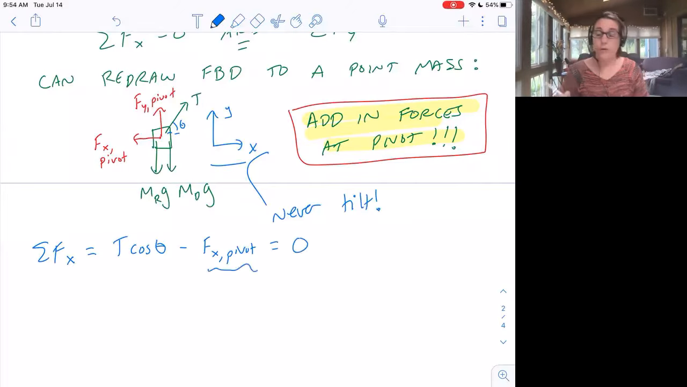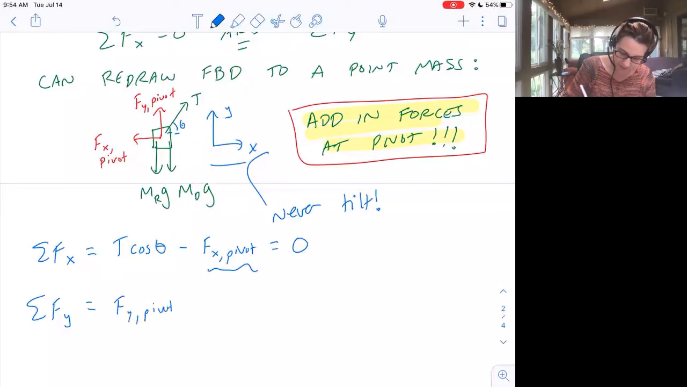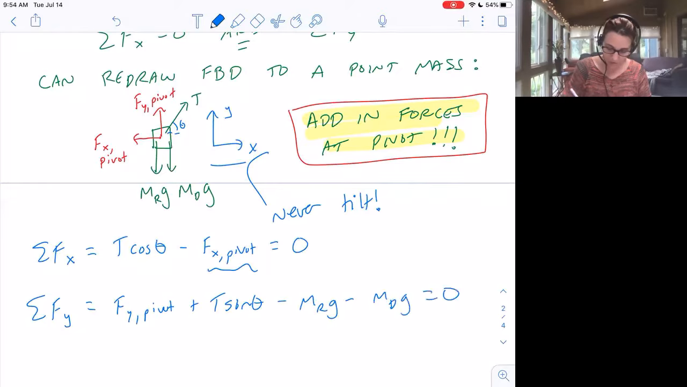And so then I could solve for the force at the pivot because I found the tension with my torque equation. Then I can do my sum of forces in the Y direction. And so I would have here F sub Y at the pivot plus T sine theta. And again, I know T because I did my torque equation, minus M_R G minus M_D G equals 0. And so I would then be able to solve for F_Y pivot. So a lot of times you'll do the sum of forces to solve for those forces, the hidden forces acting at the pivot of some static equilibrium system.